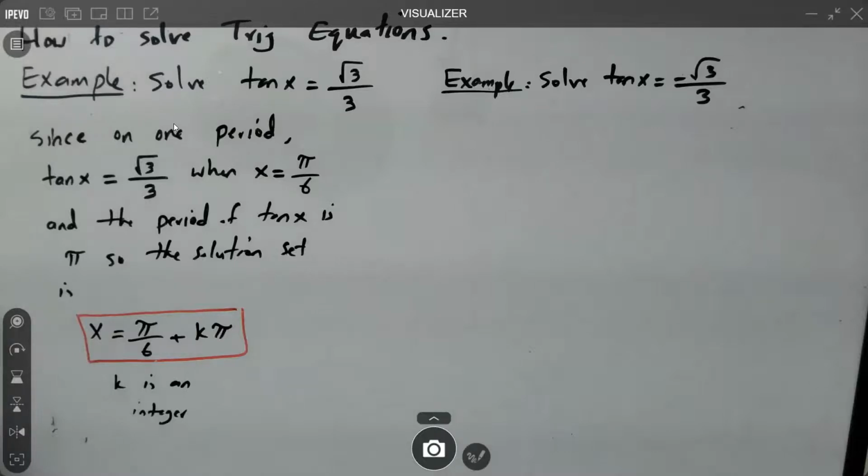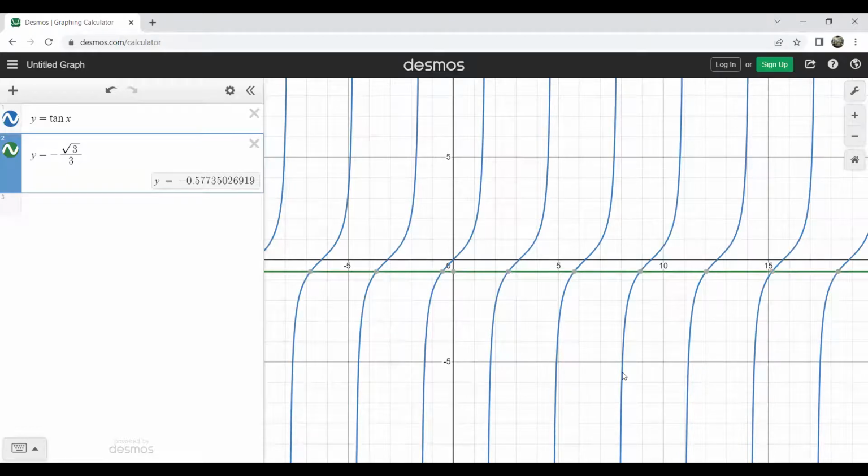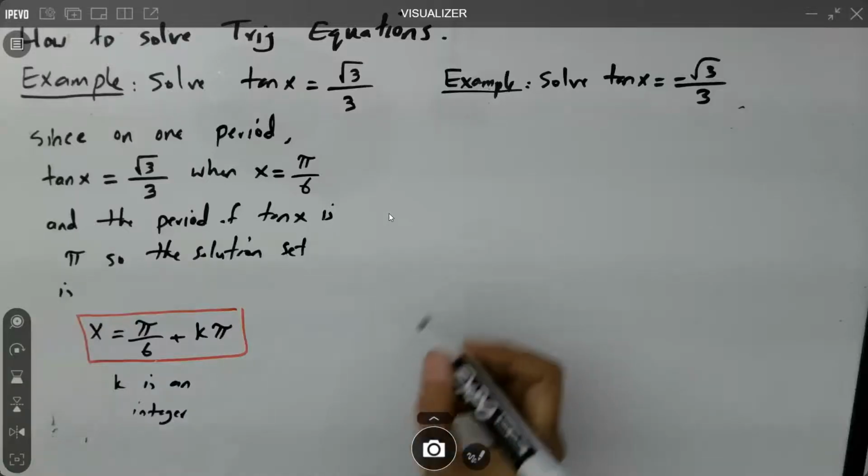Take a look at this. Now I'm going to just multiply this constant by a negative sign. The line jumps to the negative part of the y-axis. So as you can see, you have intersection with your tangent here, negative pi over 6, 5 pi over 6. If you were to choose a positive angle, you can work with 5 pi over 6. Okay, so you can write 5 pi over 6.